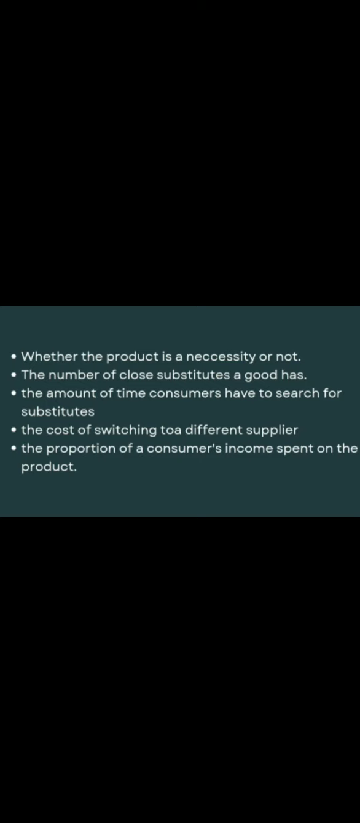The second determinant is the number of close substitutes a product has. When consumers can choose between a large number of substitutes for a particular product, demand for any one of them is likely to be price elastic. For example, there are many different brands of washing liquids and soaps and chips. If the price of one brand increases, consumers can easily switch their demand to less expensive ones.